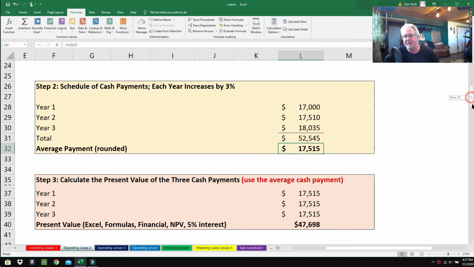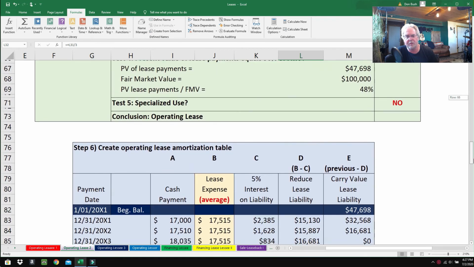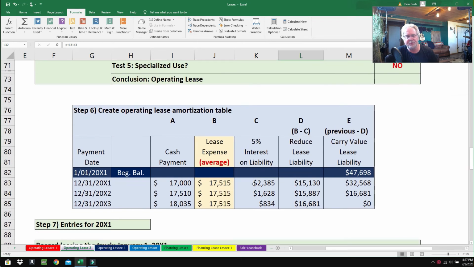So coming back down to the amortization table. In the first column, we put our actual cash payments. There they are, actual cash payments. The lease expense is going to be the average, and I wrote it in bright red here, average.